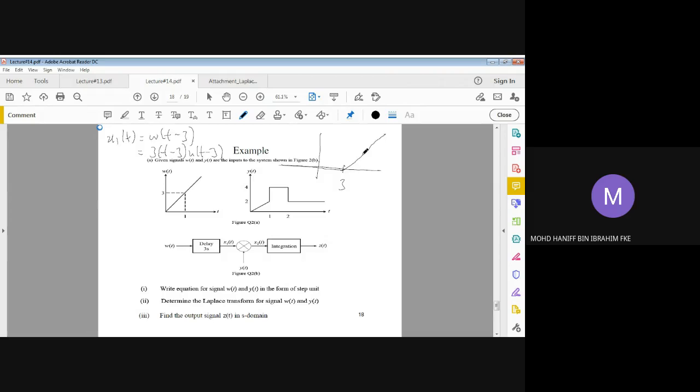So I label this x1(t). This is 0, and then we have a ramp, x1(t). So x1(t) is said to be multiplied with the y(t). This means that this function x1(t) is multiplied with the y(t) here. So if I redraw the x1(t) in this y(t) signal, my x1(t) should look like this. So this is my x1(t).